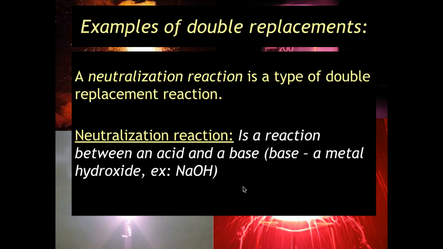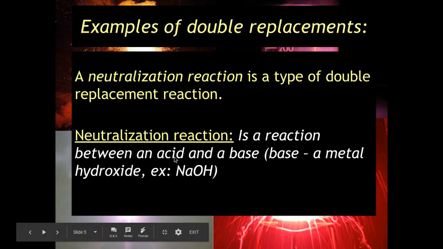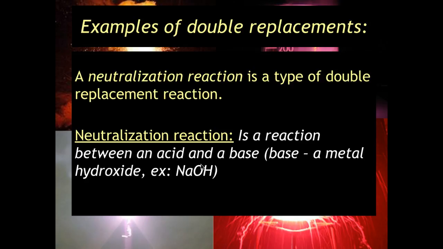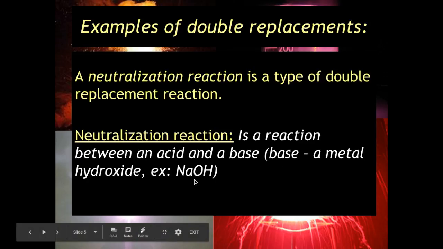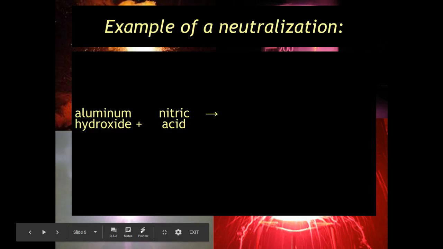So an acid has H plus ions. Bases have OH minus ions. H plus is an ion because it has a charge. OH minus, hydroxide, look on your polyatomic ion sheet, is a base. An example of a base would be a metal hydroxide, so sodium hydroxide. Here's an example of it.